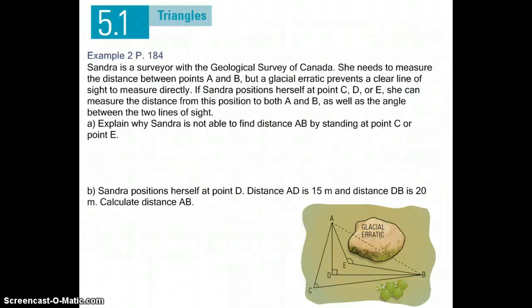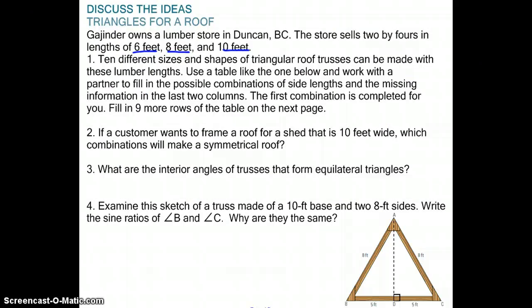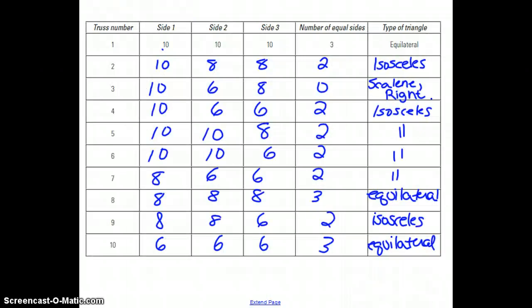Okay, so then we have to go back to our questions. If a customer wants to frame a roof for a shed that is 10 feet wide, which combinations will make a symmetrical roof? So let's look at our chart here. Which ones would work with a symmetrical roof with one side at least being 10? Okay, so that's option 2. Option 4.